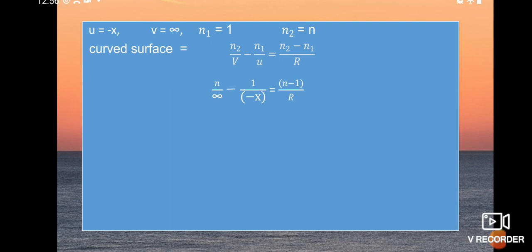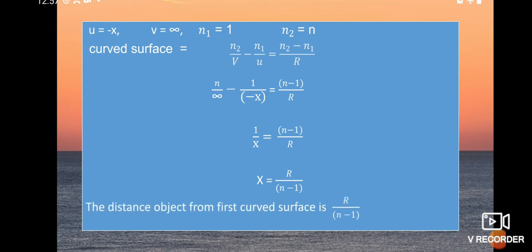So n by infinity becomes 0. Minus into minus is plus, so 1 by x is equal to n minus 1 by r. Then we get x is equal to r by n minus 1. Okay students, r by n minus 1. So this is the formula to find the object distance from the first curved surface.